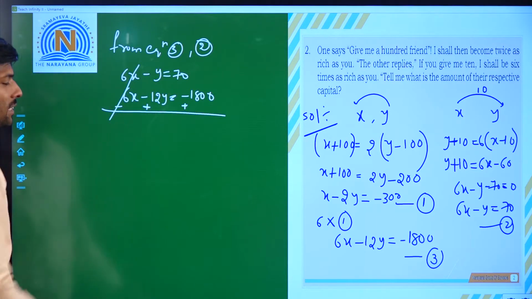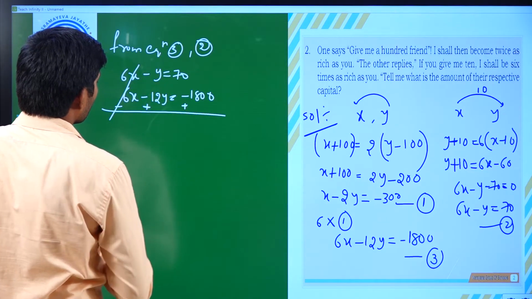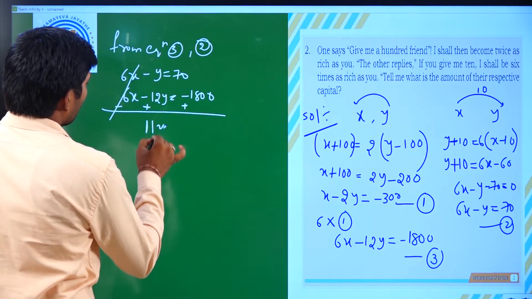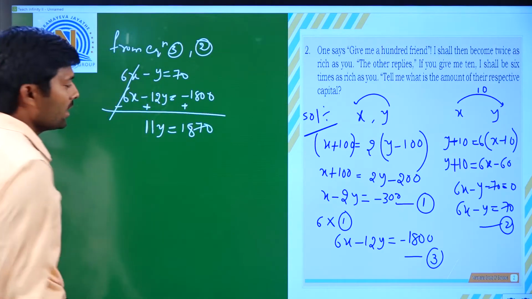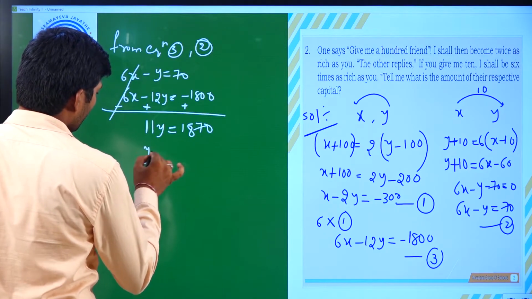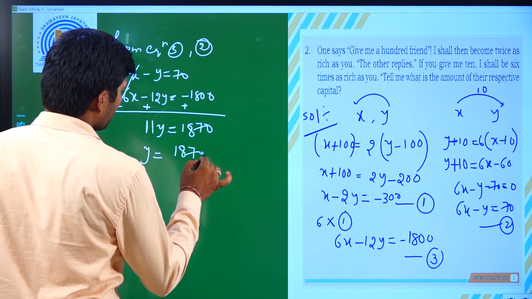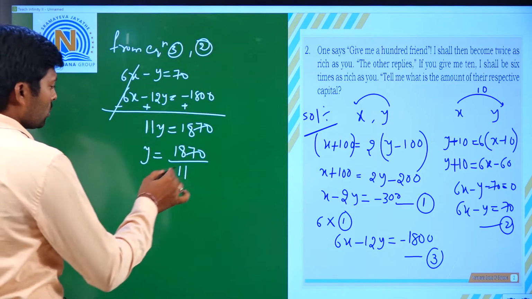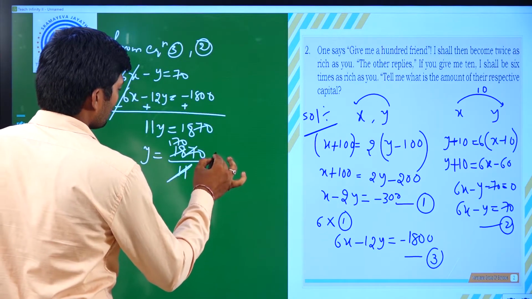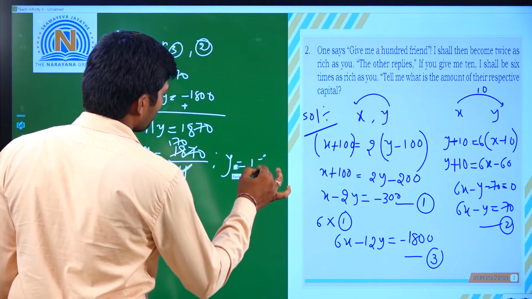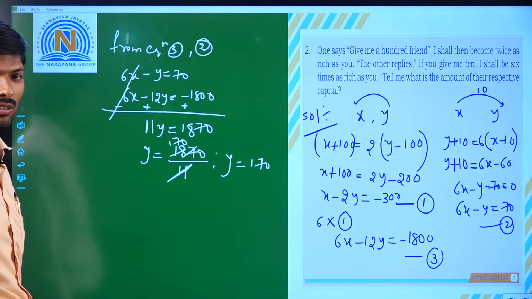Here 6X and 6X get cancelled. So what about this? Here it is 11Y is equal to 1870. Now what is the value of Y? Y is equal to 1870 upon 11. Seven ones are 7, so what is the value of Y? Y is equal to 170.